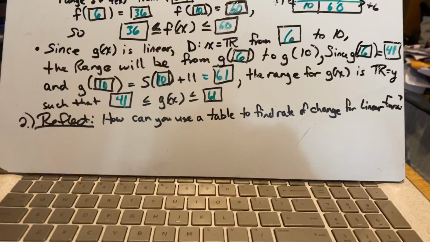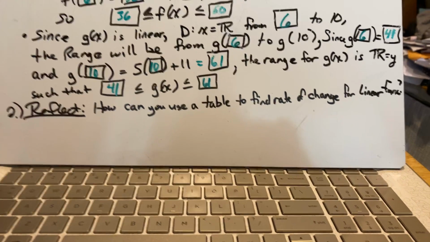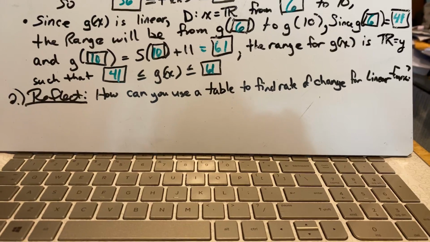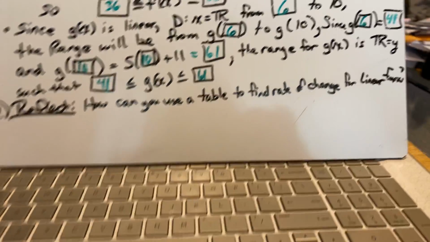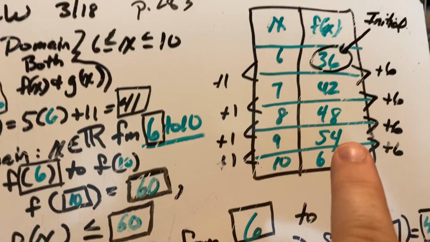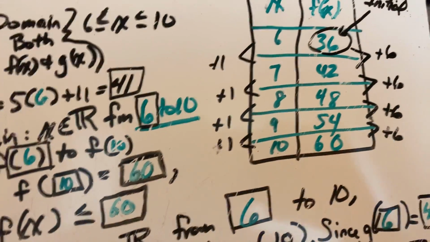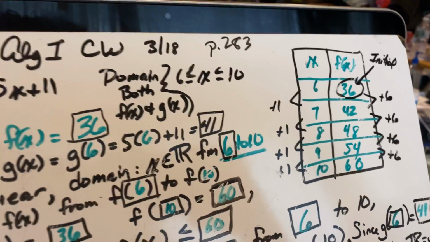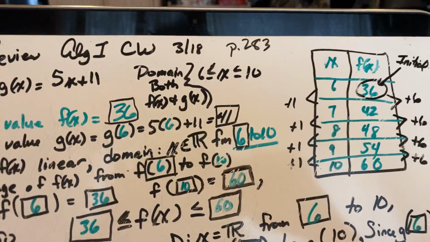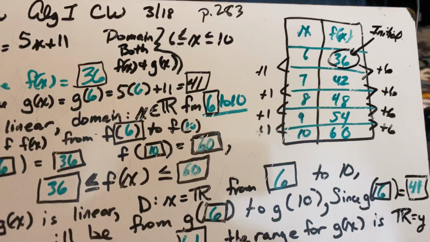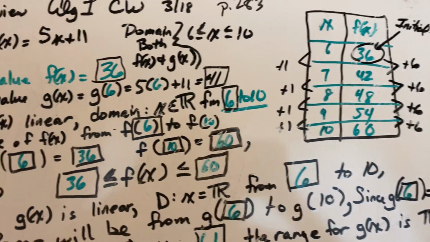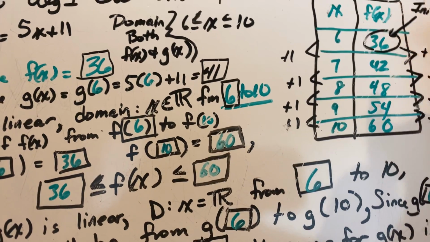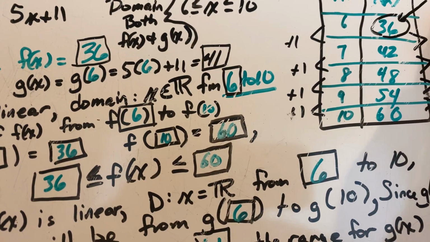So for your reflect question, it says, how can you use a table to find the rate of change for linear functions? You want to say something like, you can look at the table and you want to find the change in y, and you want to divide that by the change in x. How do we find the change in y? Well, we're going to look at each individual entry, and we're going to ask ourselves, how do we get from 36 to 42, and we went up by 6?